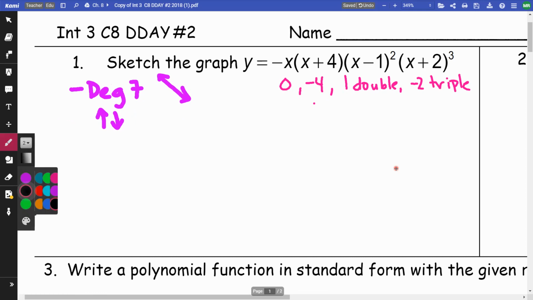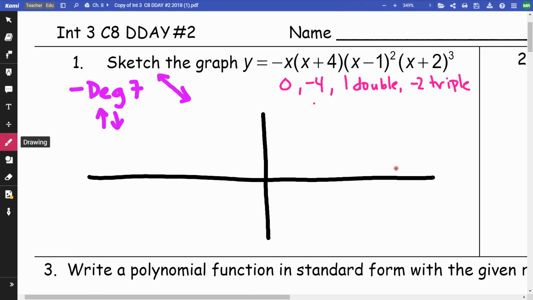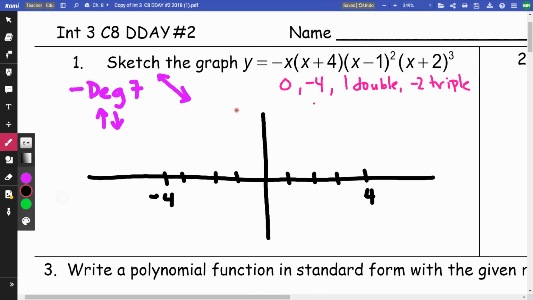So now let me get a graph. I'm not going to scale my y-axis. I'm just going to scale my x-axis. So let's see, 1, 2, 3, 4, 1, 2, 3, 4. So -4, +4. And I know that I have a 0 at 0. I have a 0 at -4. I have a 0 at 1, which is a double, and at -2, which is a triple.